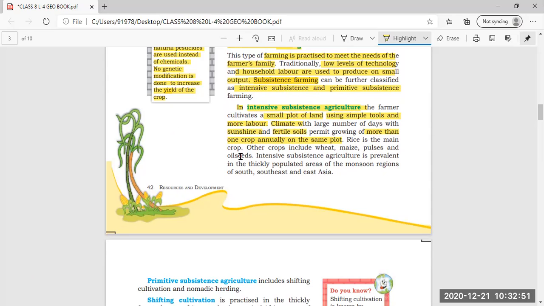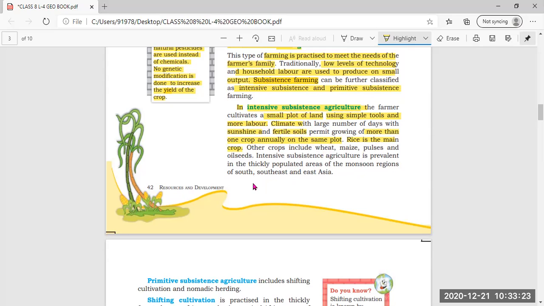Rice is the main crop on this small field for intensive subsistence agriculture. Other crops include wheat, maize, pulses, and oilseeds. These are also grown on the same plot, because, as we have already understood, more than one crop is grown annually on that same plot.